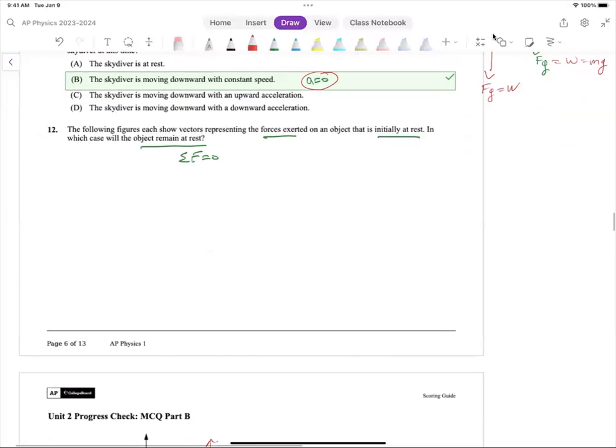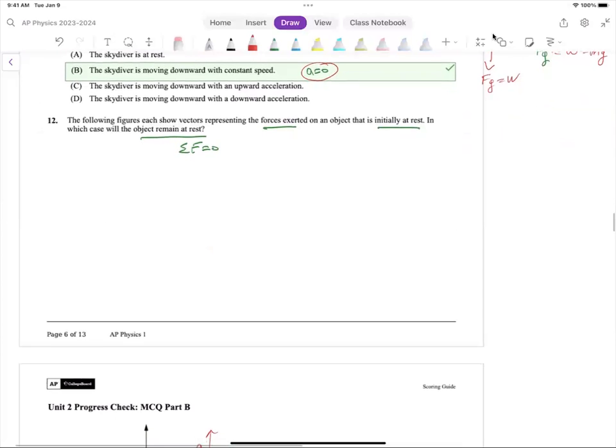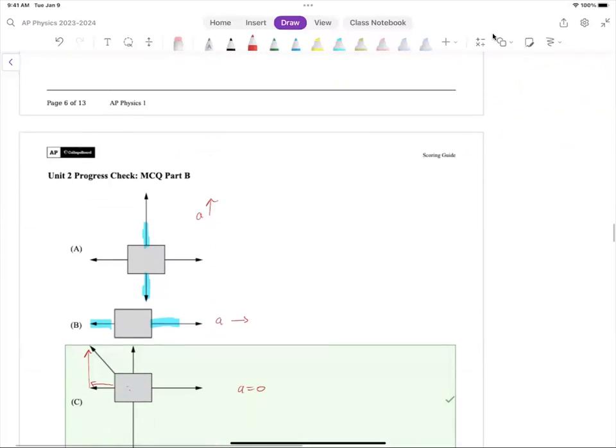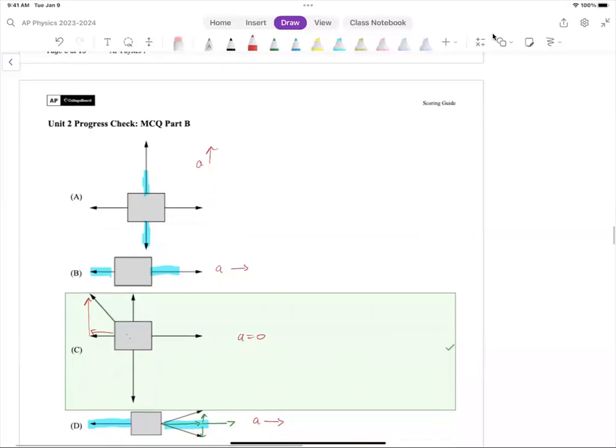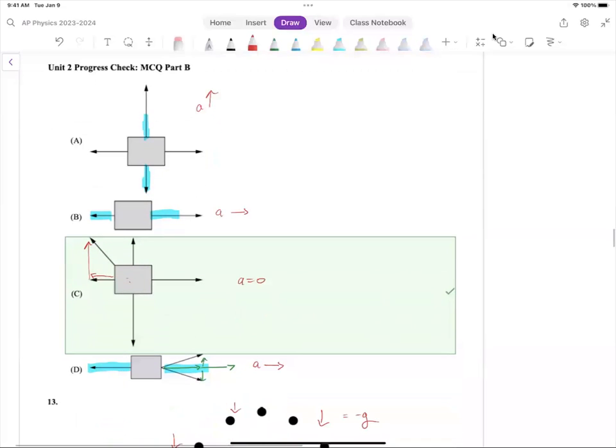Number 12. In the following figures, each show vectors represent the forces acting on an object that is initially at rest. In which case will the object remain at rest? This is kind of like the first law. I need a net force of 0. All the forces have to add up to 0. So if I look at A, I can see that the force to the left and right cancel each other out, but I have more force upward than I do downward. Therefore, I'm going to accelerate upward. That is not the correct answer.